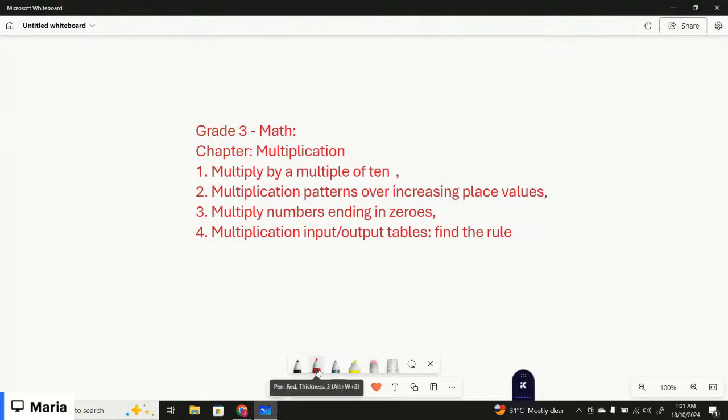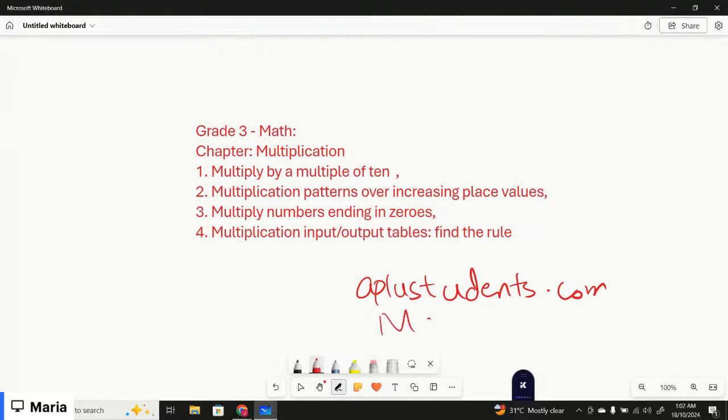We are here for grade 3 math. You can find all the lessons on aplusstudents.com. You have to log in there using your email address and password as provided by the administrator. Then you have to select math from the subject tab. Scroll down to grade 3 math and then click on view all lessons. There you can find the list of the chapters. We are going to start with the chapter multiplication.